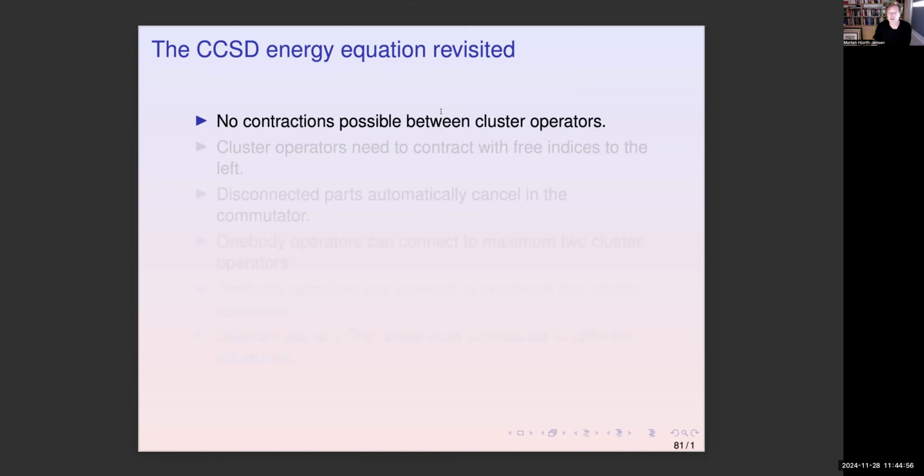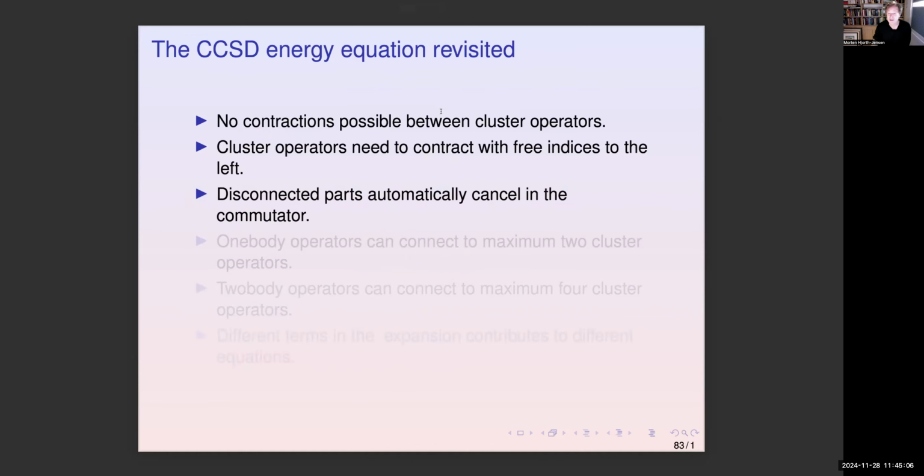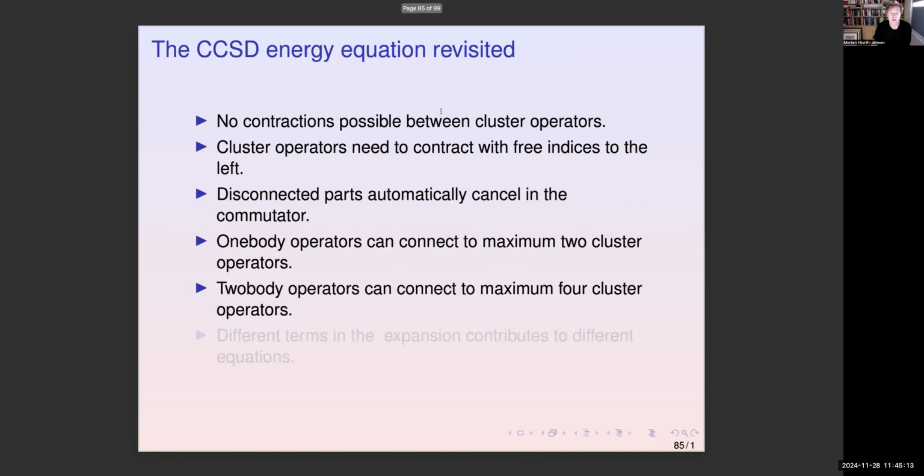Okay, so when we look at the energy equations, we see that there are no contractions which are possible between cluster operators. They need to contract with three indices to the left. Disconnected parts automatically cancel in the commutator. One-body operators can connect to a maximum of two cluster operators, and two-body operators can connect to a maximum of four cluster operators. And these are four T1 operators. So the one-body operators can have at most two cluster operators. And different terms in the expansion contribute to different types of equations.